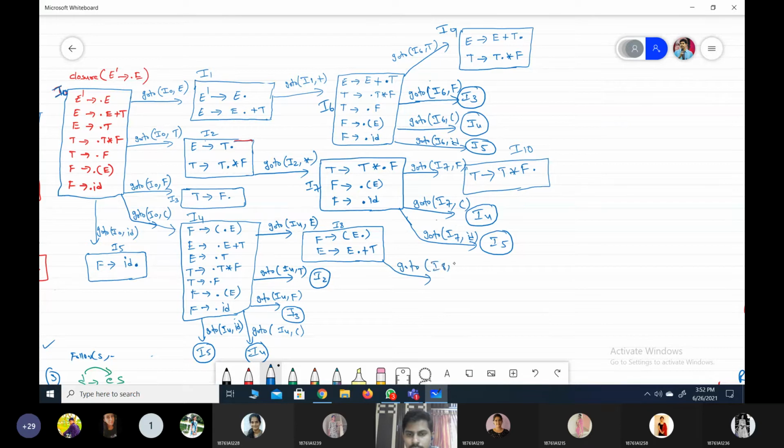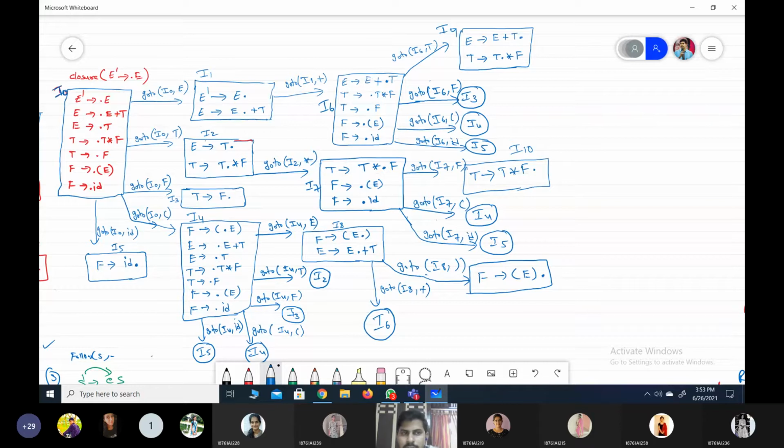So go to off. If I8 on closed parenthesis is applied, then the production will be F tends to open parenthesis E closed parenthesis dot. Yes or no? Yes, sir. If plus is applied, go to off. I8 on plus is applied. What is the production? E tends to E plus dot T. That is I6, nothing but I6 only, a repetition. Write down that I6.